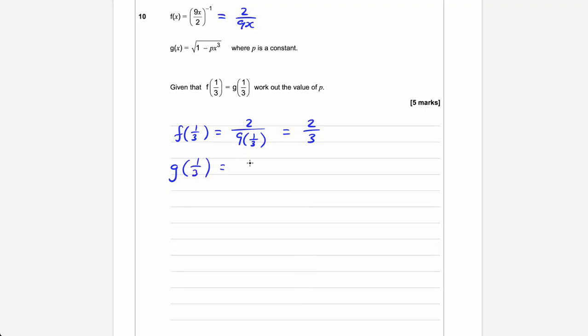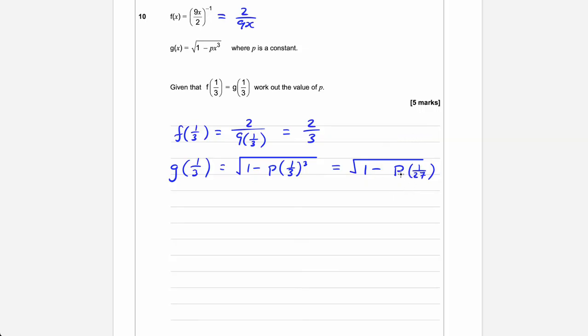Okay, g of a third is equal to the square root of 1 minus p times a third cubed. Okay, maybe this isn't going to be as easy as I thought, guys. P times a third cubed because x is a third. Okay, this is equal to the square root of 1 minus, a third cubed, guys, is actually 1 over 27. So this is p times 1 over 27, which is p over 27. Why? Because a third times a third times a third is 1 times 1 times 1 over 3 times 3 times 3, which is 1 over 27.